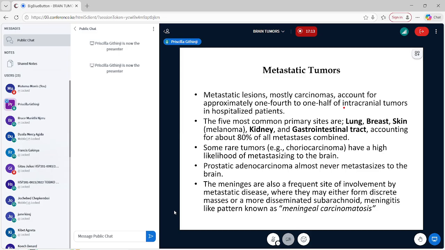Some rare tumors that can metastasize to the brain are your choriocarcinomas. For your prostate adenocarcinoma, it almost never metastasizes to the brain. So prostate cancer rarely metastasizes to the brain. The meninges are also a frequent site of involvement by metastatic disease, where they may either form discrete masses or are more disseminated, subarachnoid. They can even give you a meningitis-like pattern.